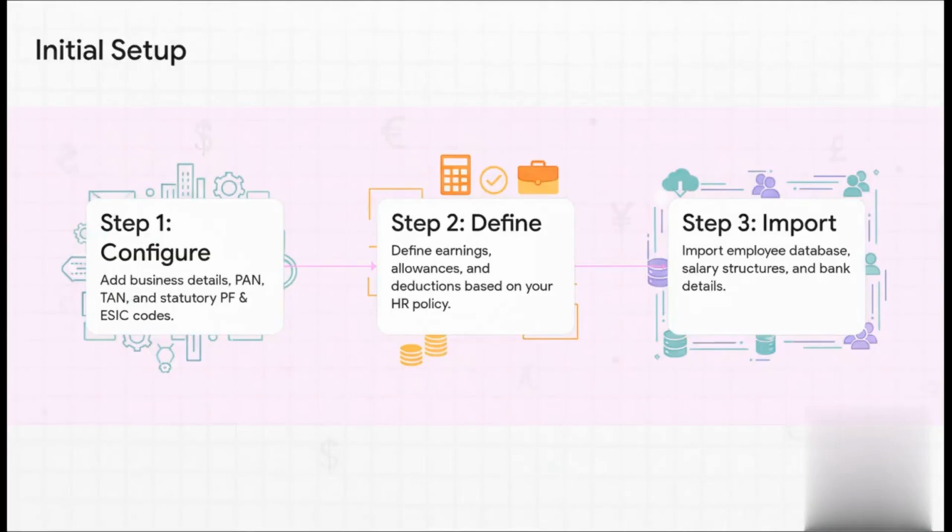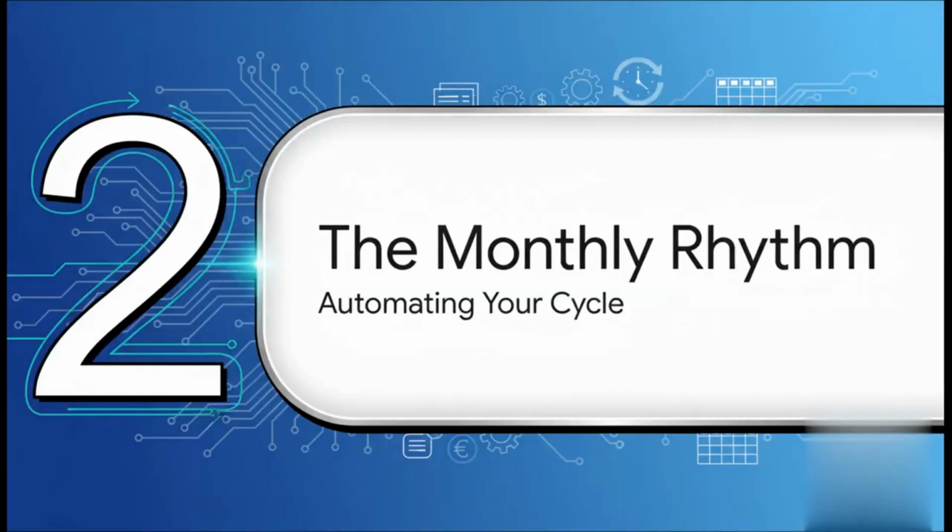Okay, so this whole setup in Zoho Payroll really just boils down to 3 simple steps. First, you just configure your organization. Add all your business details, your PAN, TAN, all those statutory codes. Step 2, you define your pay structure. So that's all your earnings, allowances, deductions, everything that's unique to your company's policy. And finally, step 3, you just import all your employee data. We're talking the whole database, salary structures, bank details. Once that's done, you've literally laid the groundwork for full automation. It's that straightforward.